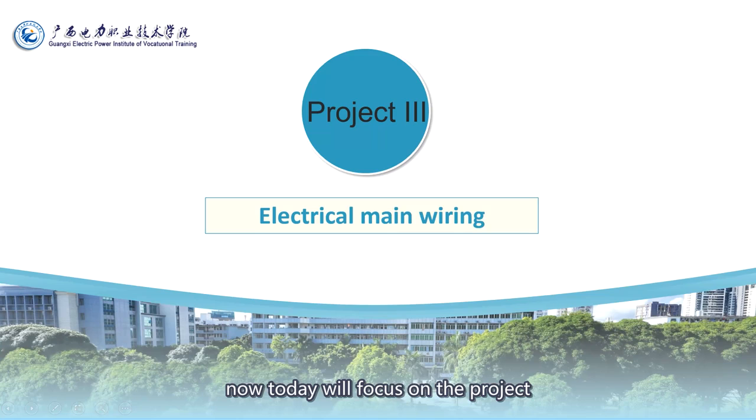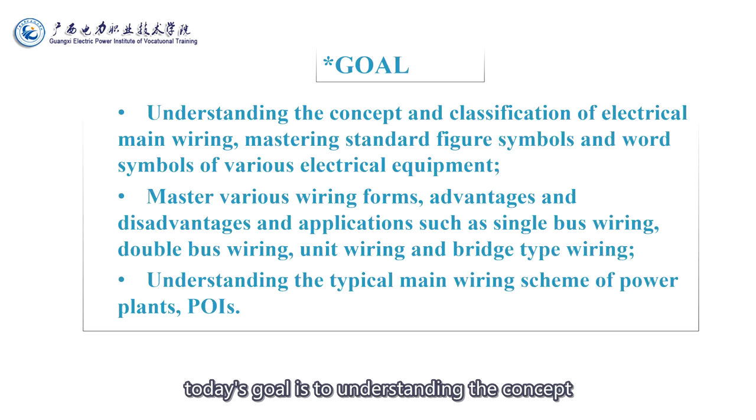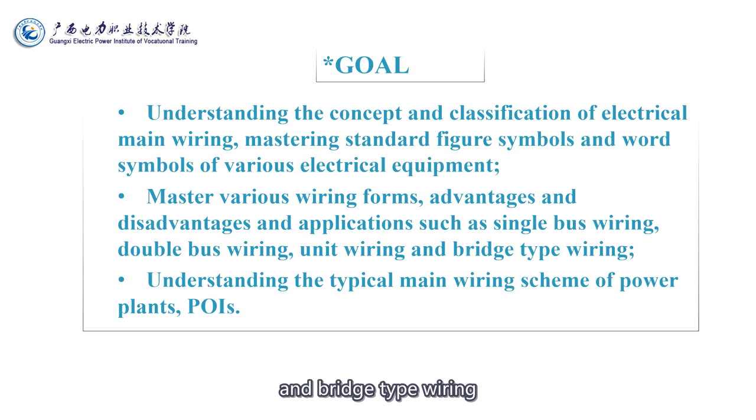Today we'll focus on Project 3, the electrical main wiring. Today's goal is to understand the concept and classification of electrical main wiring, master standard figure symbols and word symbols of various electrical equipment, master various wiring forms, advantages, disadvantages and applications such as single bus wiring, double bus wiring, unit wiring, and bridge type wiring. Understand the typical main wiring scheme of power plants.